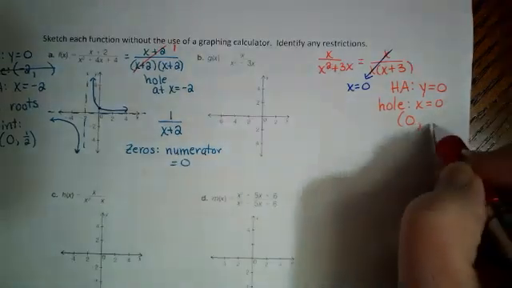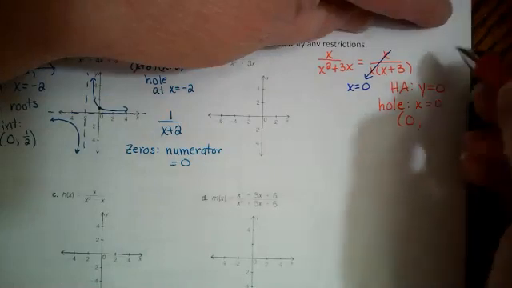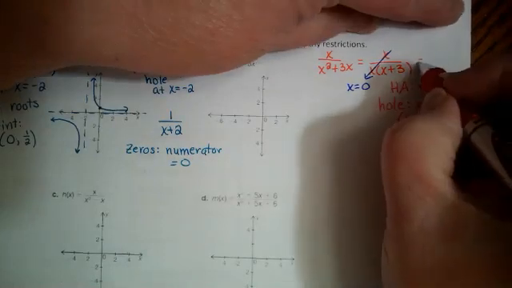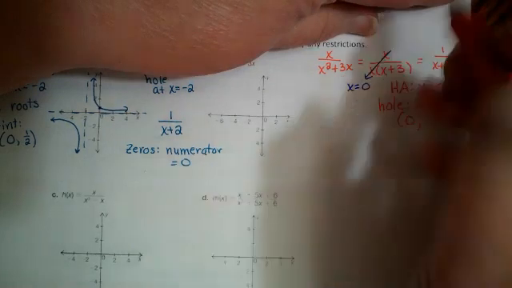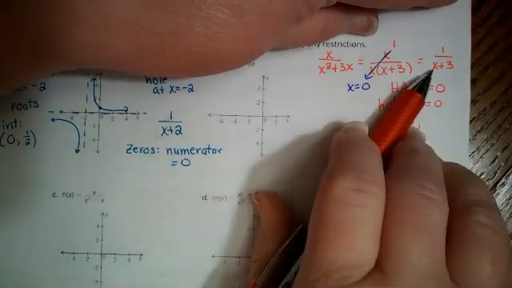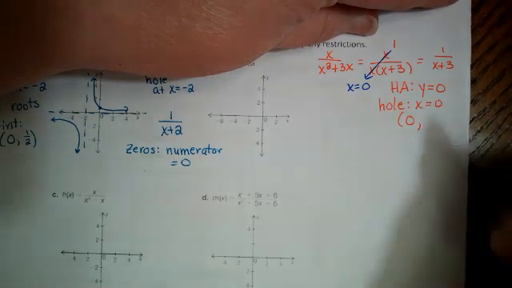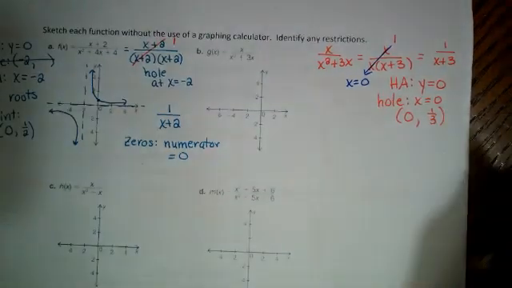To find the y-coordinate of my hole, I'm going to plug 0, the x-coordinate, back into what's left. Now remember, if your entire numerator cancels, leave a 1 on the top. So if I plug 0 in here, 1 over 0 plus 3 is 1/3. There's a hole at 0, 1/3.